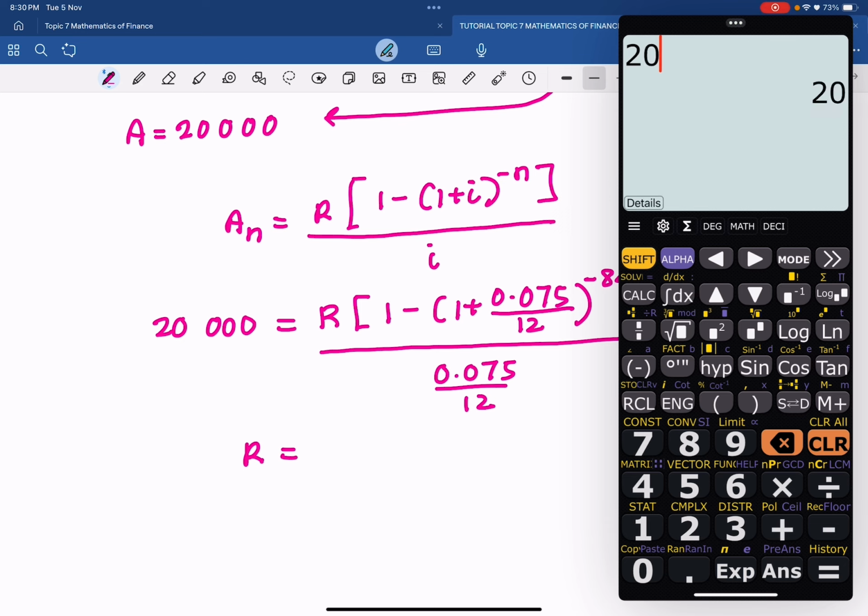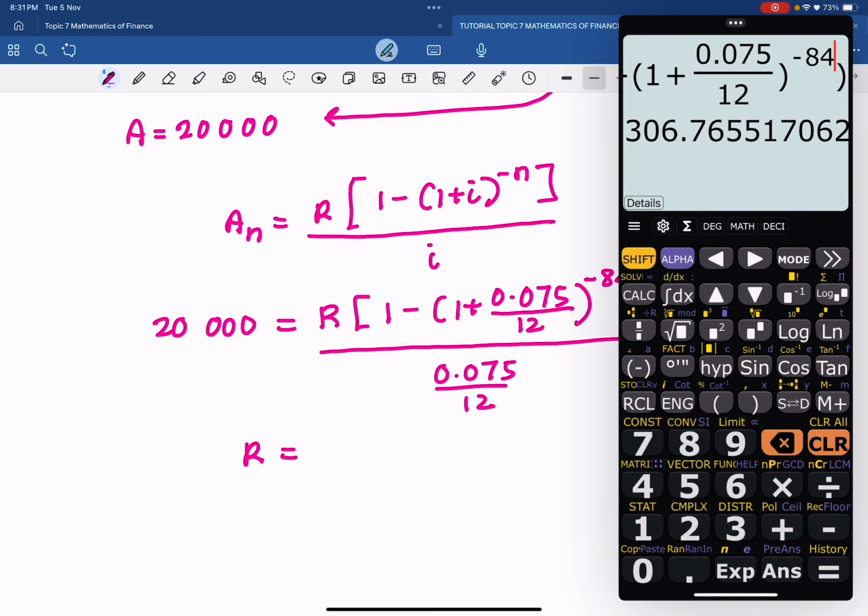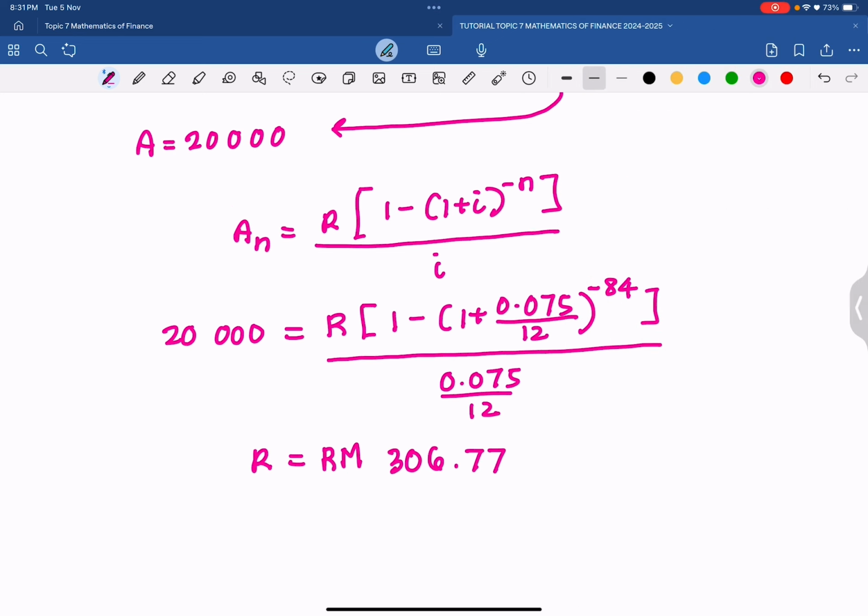So 20,000 darab dengan 0.075 bahagi dengan 12. Kemudian kena bahagikan dengan 1 tolak 1 tambah 0.075 per 12 kuasa negatif 84. So nanti akan dapat RM 306 ringgit dan 77 sen. Okay. Next question.